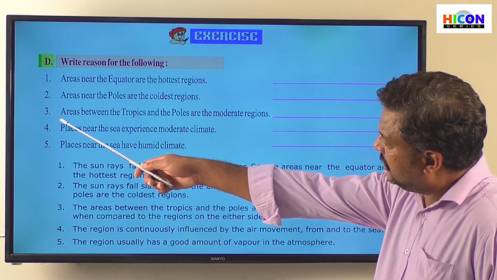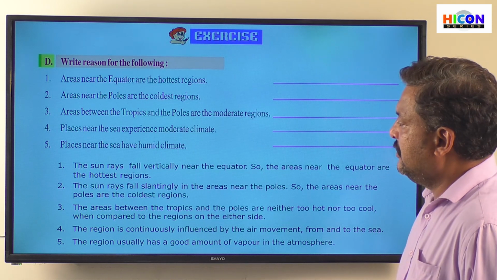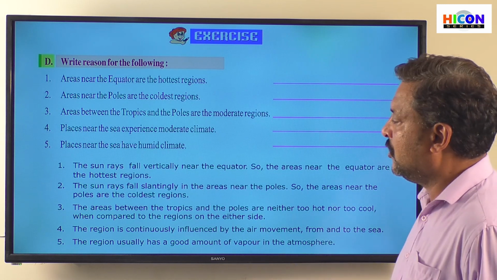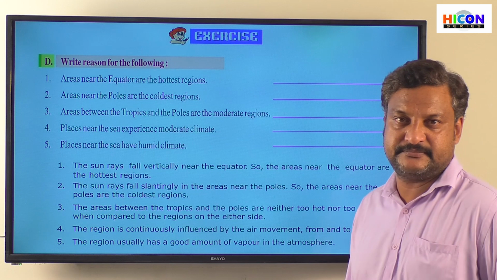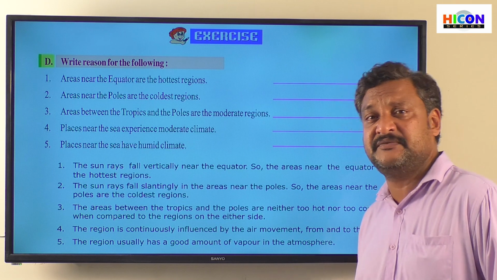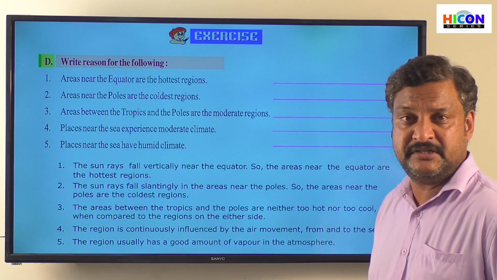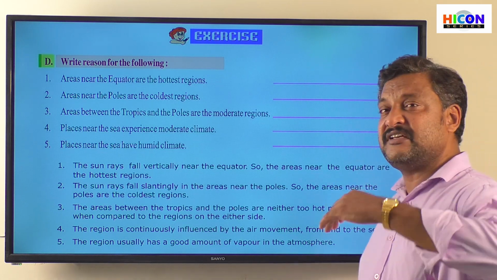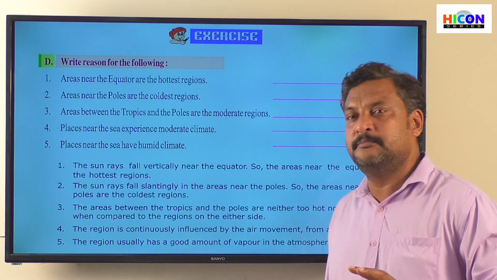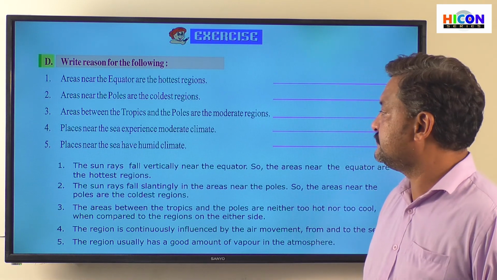Third, areas between the tropics and the poles are the moderate regions. They are neither too hot nor too cold when compared to the regions on either side. When we talk about the southern part in the northern hemisphere, it's very hot. Northern part in the northern hemisphere, it is very cold, isn't it? So as the two sides of these zones have extreme climates, this becomes the bridge between these two extreme climates, and that is neither too cold nor too hot.